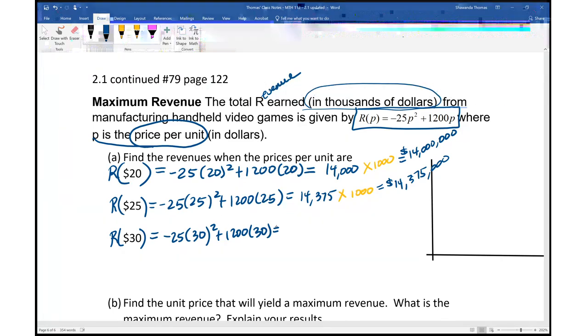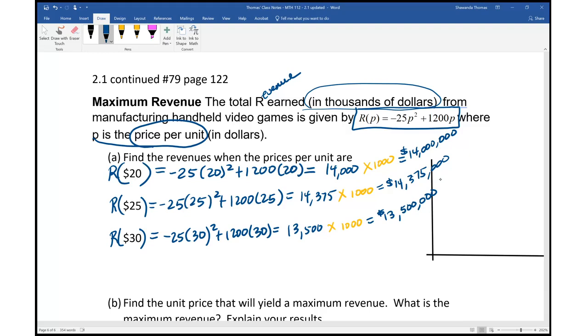And if we multiply that times 1,000, what do we get? 13 million. So we kind of lost money because we were beginning to sell this game too high, and consumers decided they weren't having it. They're not going to buy it for $30. It was too much for them.